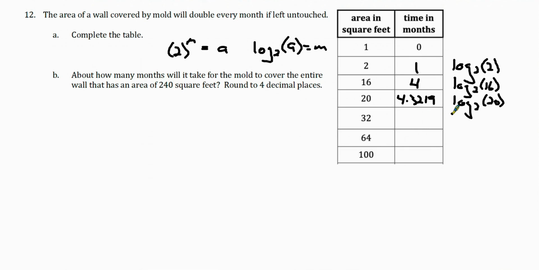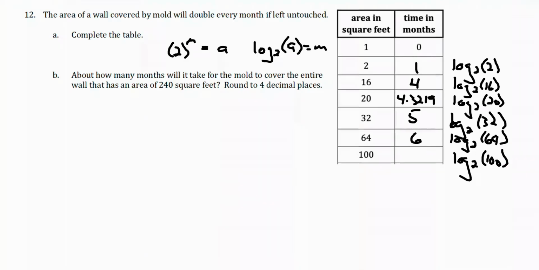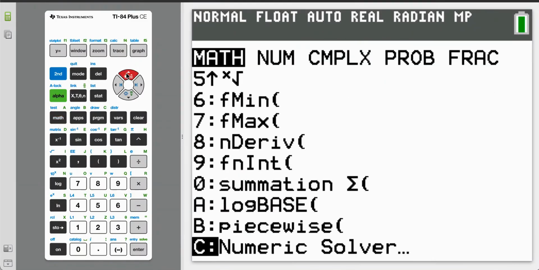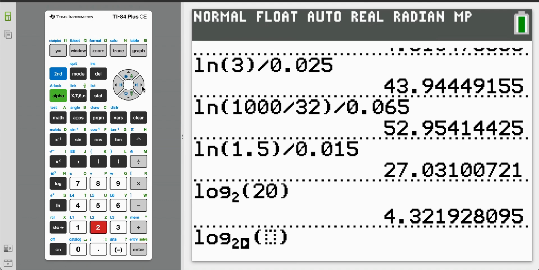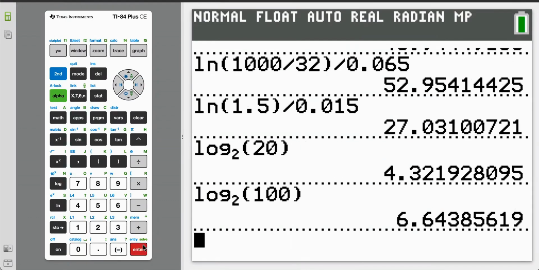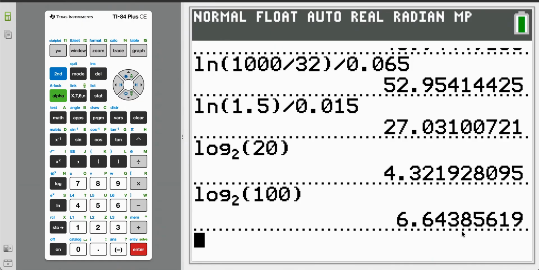For 32, again, same thing, right? 2 to what power is 32? This one is, again, a nice value. That's just 5. 2 to the 5th power is 32. This one, log base 2 of 64. So 2 to what power is 64? That's just 6. And then the last one, 2 to what power is 100? This one, not a great value again, so we'll have to use the calculator. So math, log base 2 of 100, and I can say that that is approximately 6.6439 if we round to 4 decimal places.